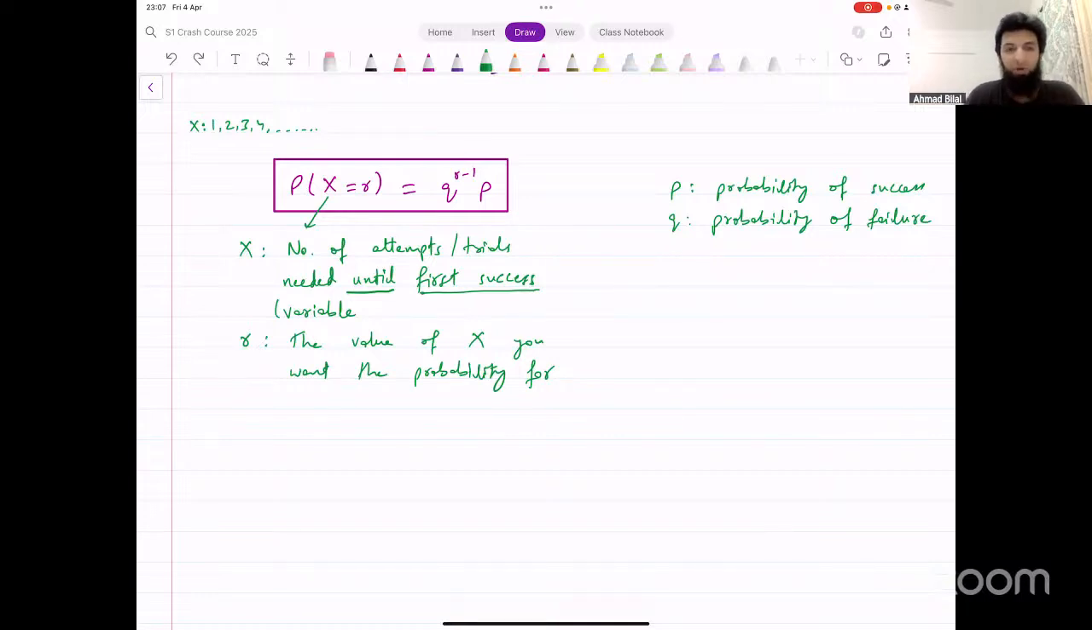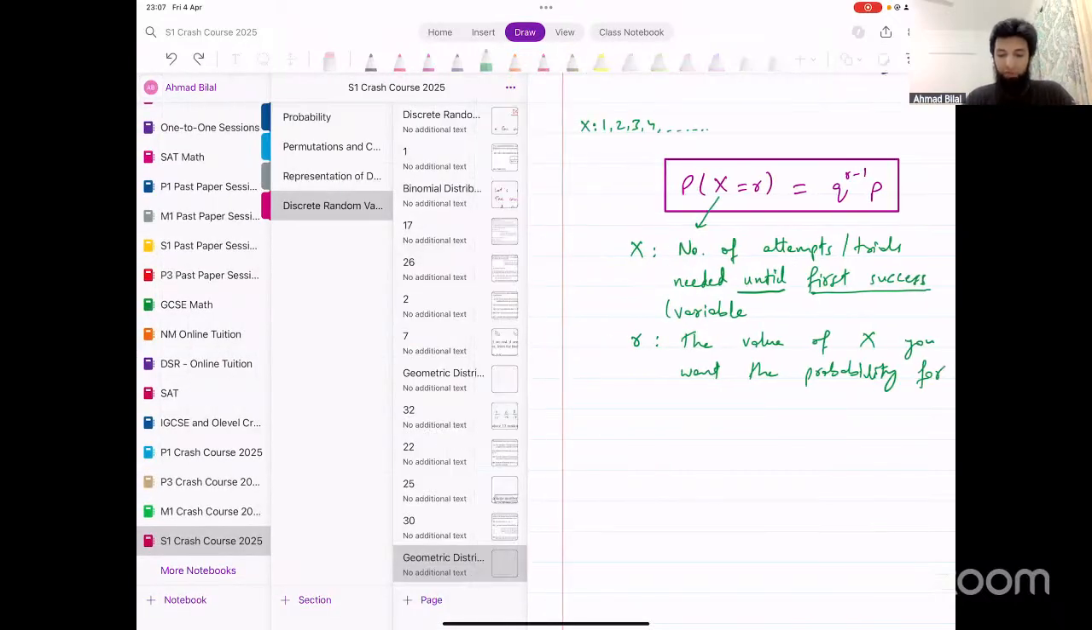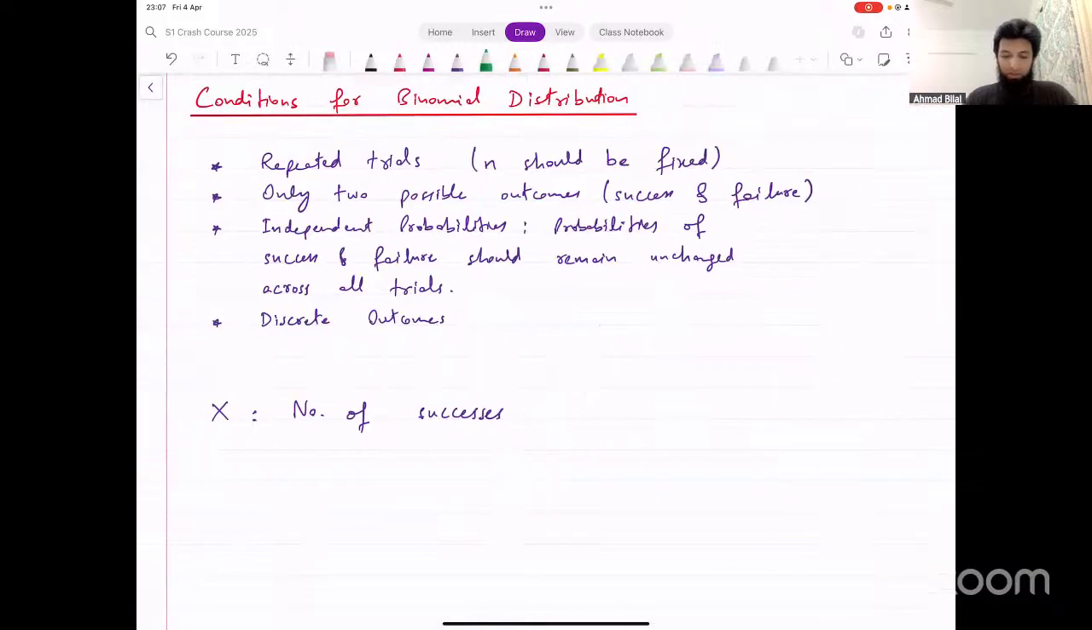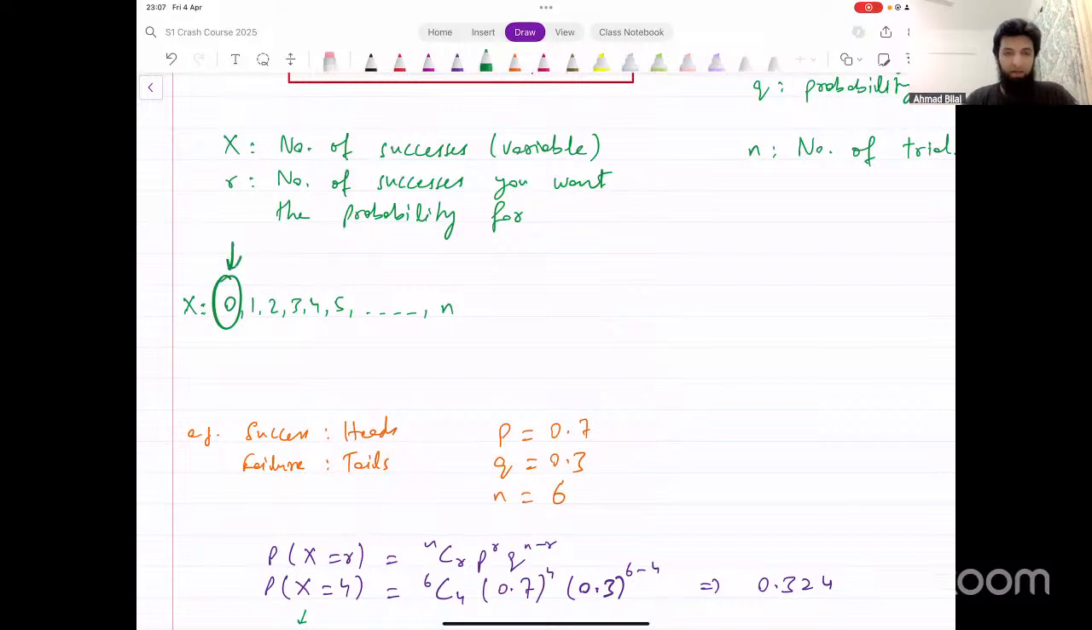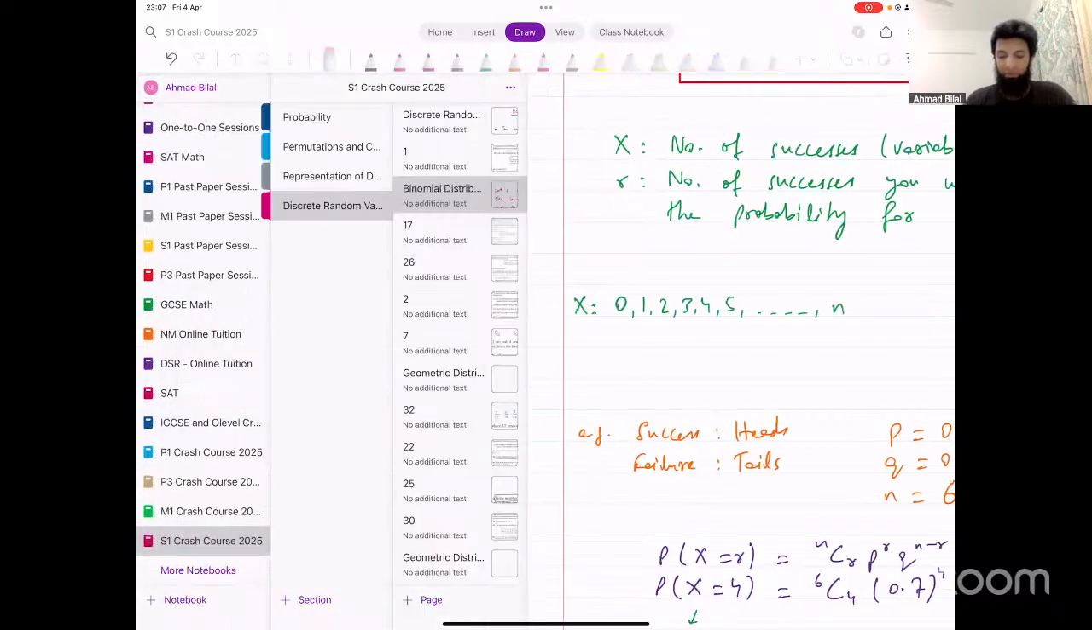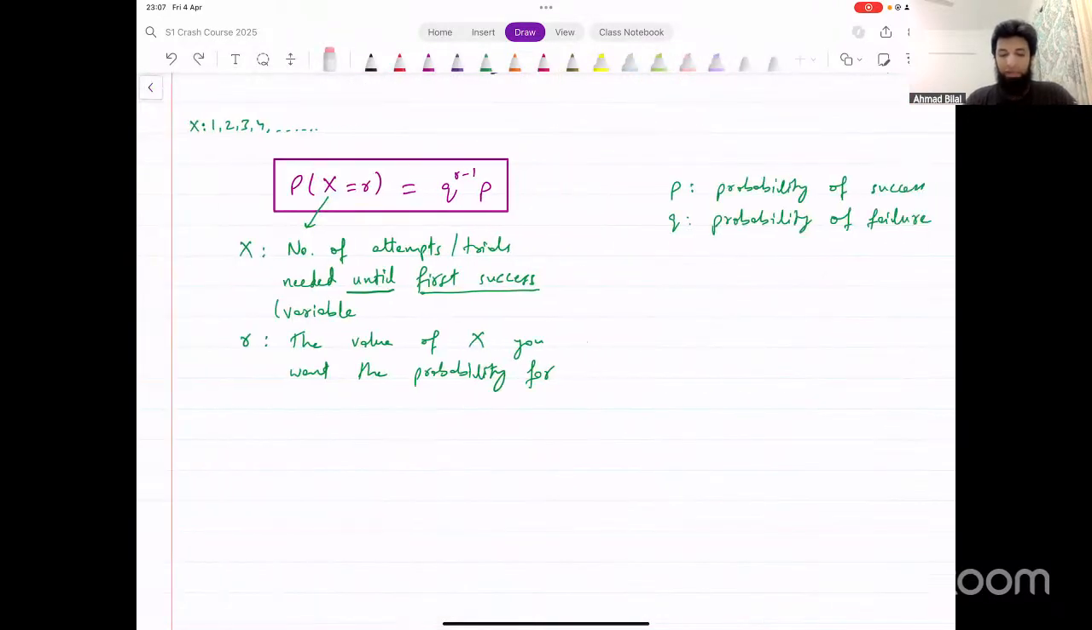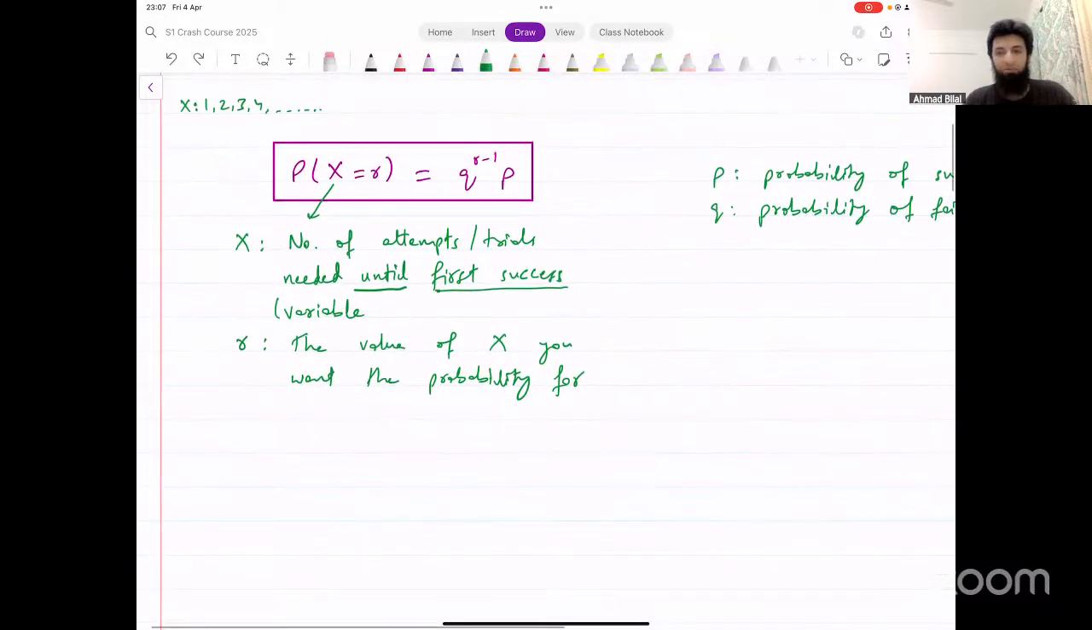x starts from 1. In binomial, x used to represent the number of successes, and the number of successes could be 0 as well. So in the binomial distribution case, we also considered 0 as a possible value for x. In that case, x could be anywhere from 0 to n. But in geometric distribution, it starts from 1. It does not start from 0.